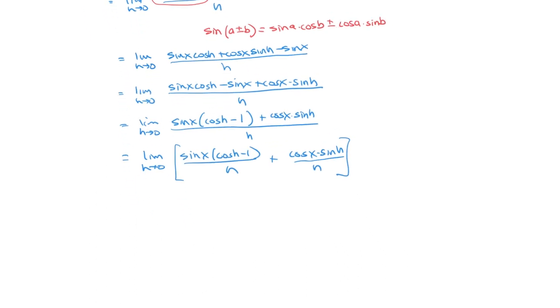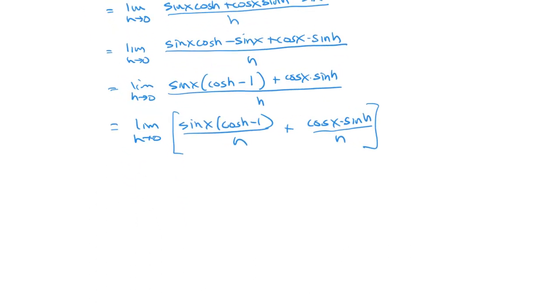Okay, I don't know why the screen keeps moving on us like that. So now we are really close. If I just tweak this a little bit more, I'm going to write it like this: sine of x times cosine h minus 1 over h, plus cosine of x times sine of h all over h.